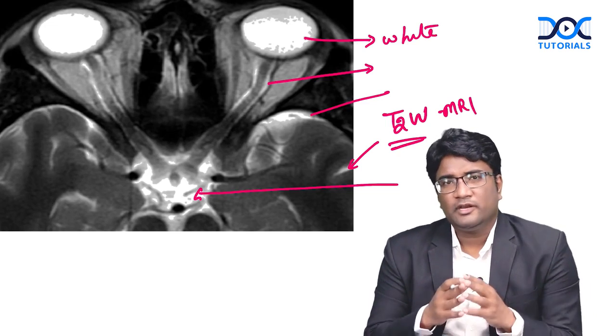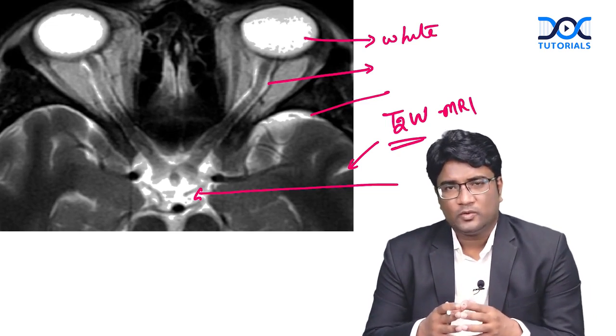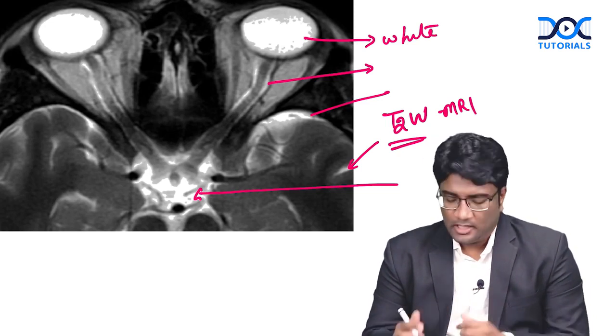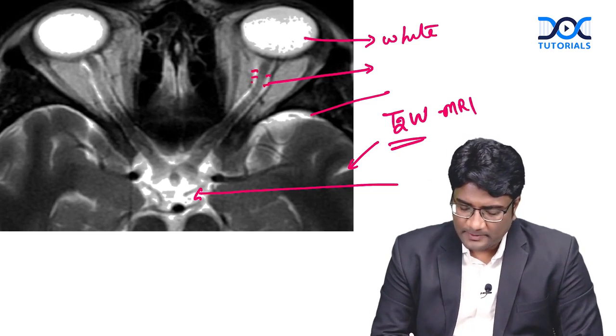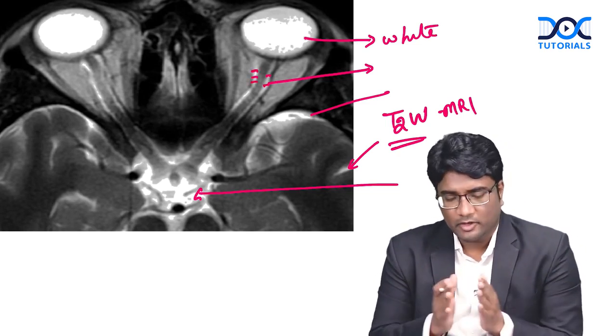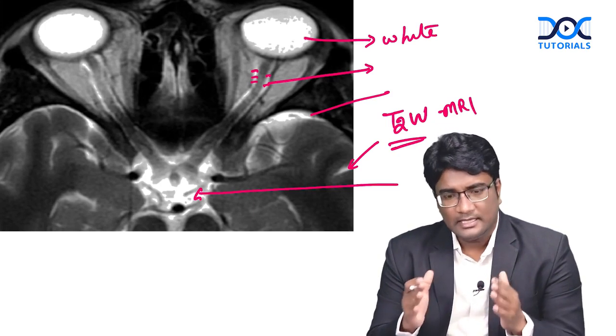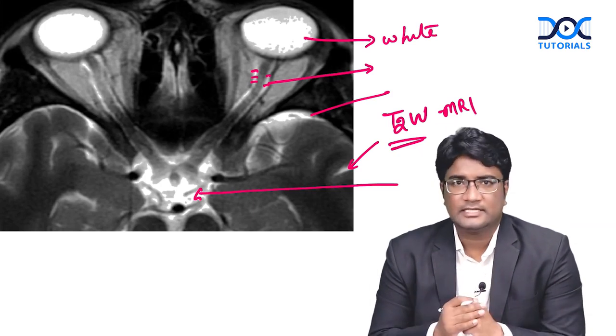Please understand, whenever we have an optic neuritis, when the optic nerve gets swollen, the subarachnoid space around it gets effaced because of this swollen optic nerve. The subarachnoid space around the optic nerve gets effaced.